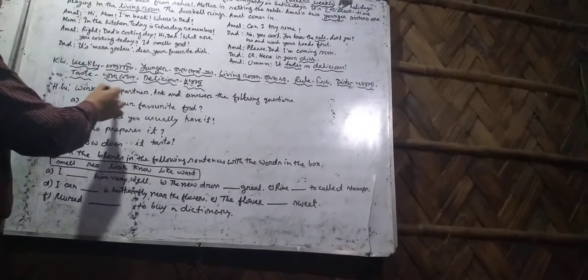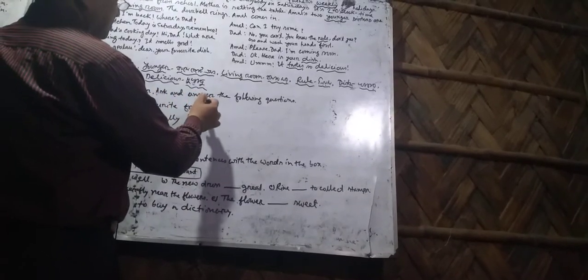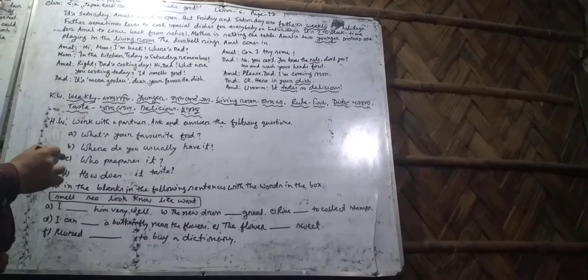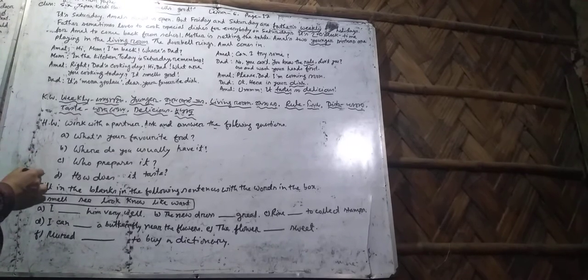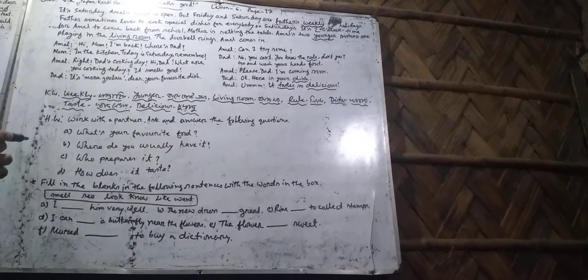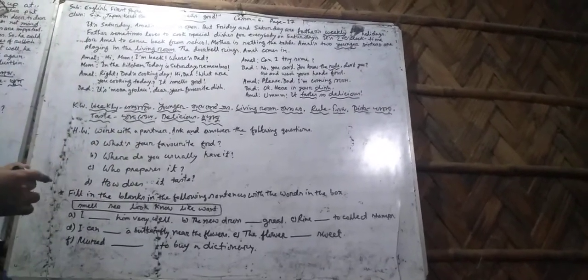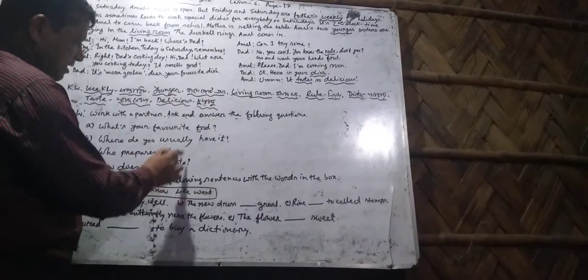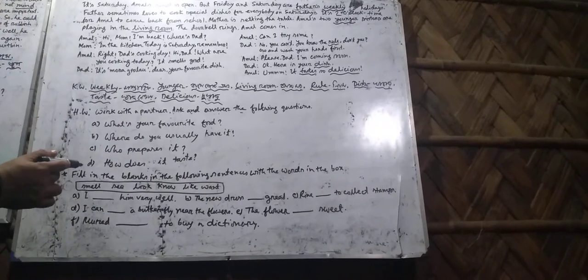Today's homework is work with a partner. Ekjon shongir sathe kaj koro. Ask and answer the following questions. Prashno koro ebong uttor dao nicher prashno gulur. Ask, jiggesha koro. What is your favorite food? Tomar priyo khabar ki? Where do you usually have it? Tumi shabhavik bhabe kothay eta khao? Who prepares it? Ke e khabar prostut kore? How does it taste? Ei khabarer shad kemon?